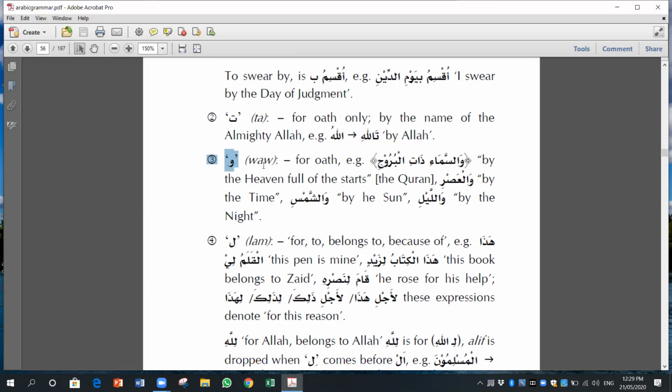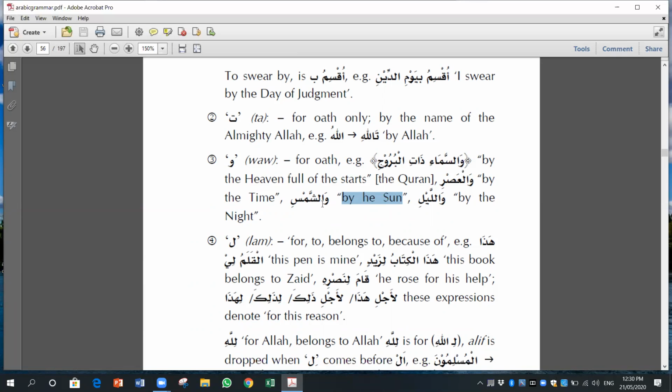Third is number 3, wow. The letter wow. This is also for oath, same as ta. Ta and wow, both are used for oath. Wasama'i. See, wasama'i. The last letter of the noun is carrying kasra due to this wow. Normally it is as-sama'u, but when it is followed with wow of oath, then it becomes was-sama'i, by the heavens. Zatil buruj, full of stars. Wal asri, this ra, see, kasra. Wal asri, by the time. Asr means time. Washamsi, by the sun. This is used many times in the last surahs.